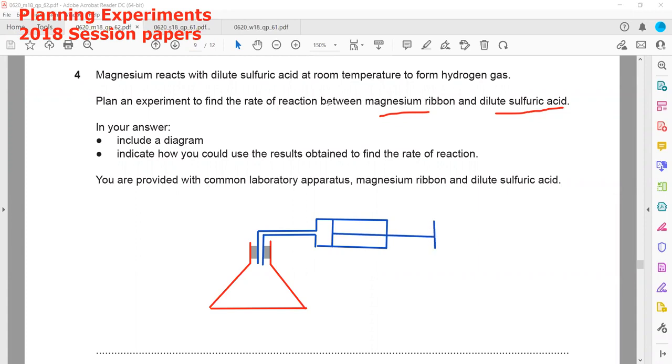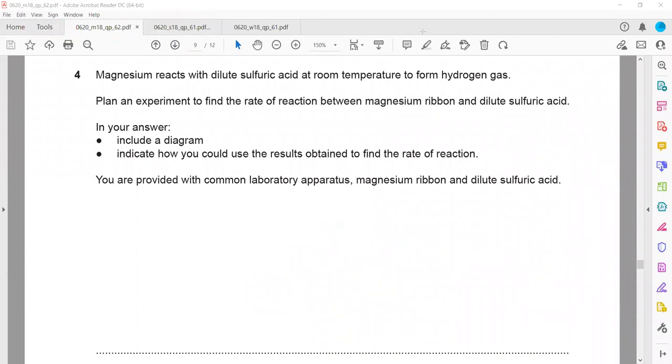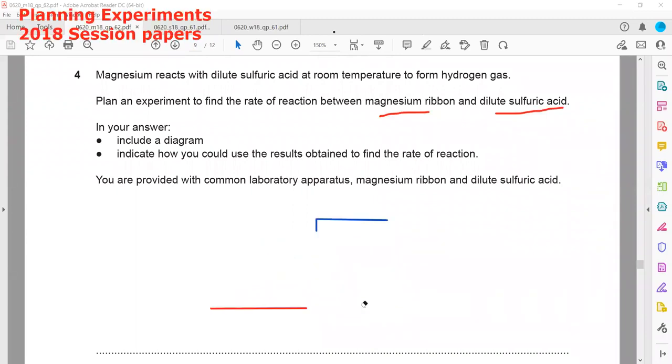What else we need? Because we want to measure the rate of the reaction, we want to measure the time. So we should have a stopwatch or a stop clock here. So what are the steps to carry out this reaction? This will be the apparatus. Indicate how you would use your result to obtain the rate of reaction. So how can we measure the rate of reaction?